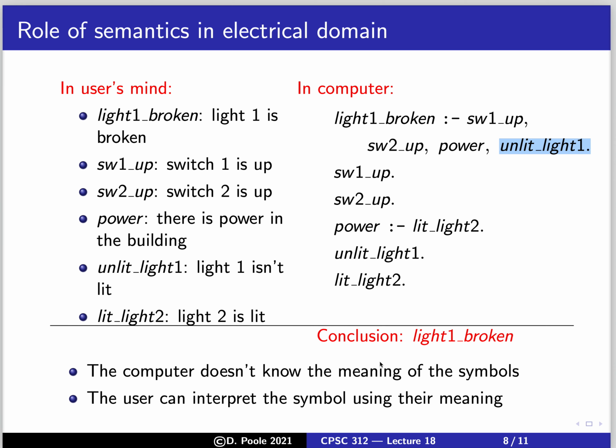Now what happens here is the computer doesn't know the meaning of these symbols. So in the user's mind, all of these symbols have meaning. The computer doesn't know what they mean. However, the user can interpret the symbols using their meaning.